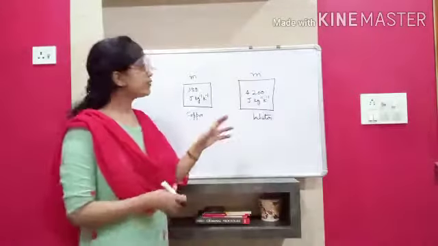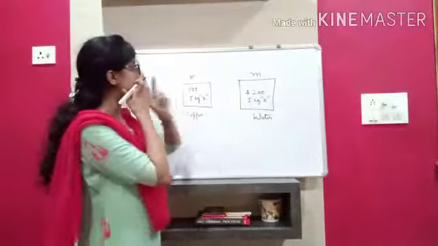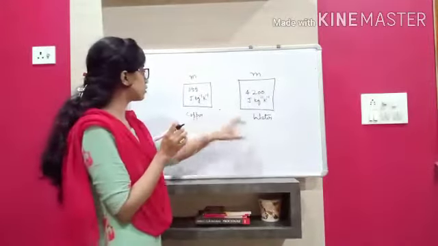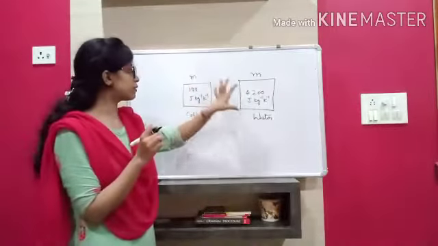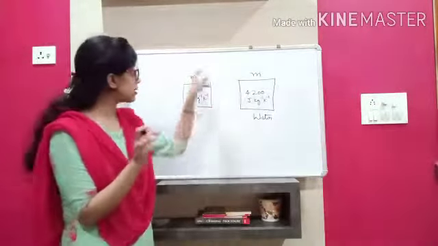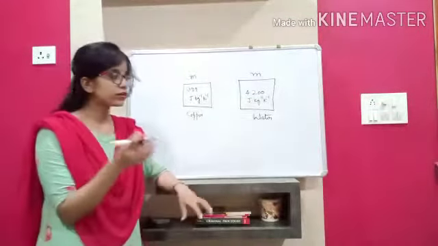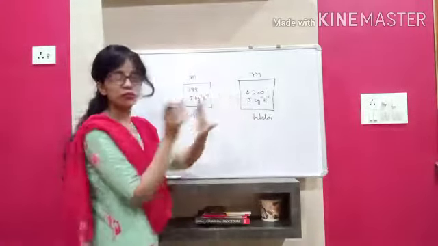Clear? Here we have taken two vessels having the same amount of water and copper. That means the mass in both the vessels, water and copper, is the same. m is the same. Okay. And if it is 1 kg, this is also 1 kg we have taken.